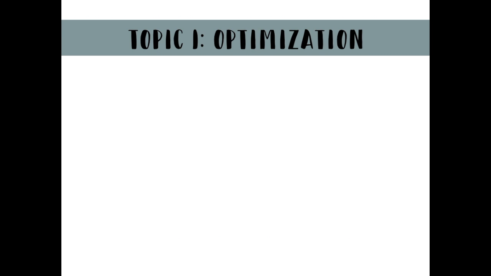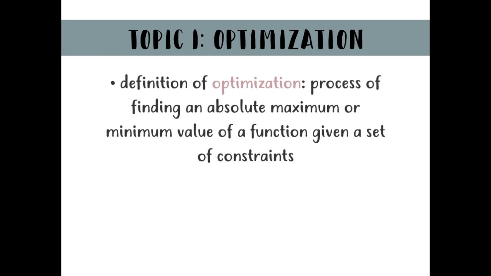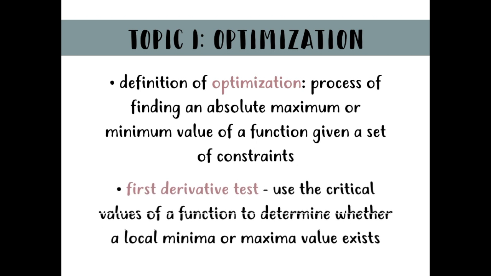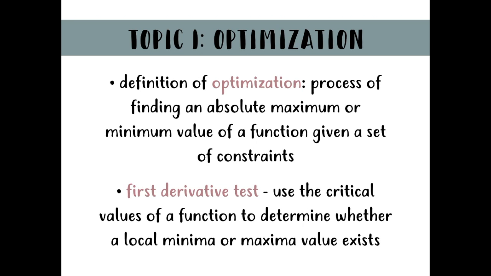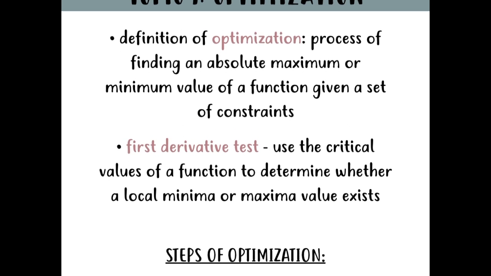Topic 1. Optimization. Optimization is the process of finding an absolute maximum or minimum value of a function given a set of constraints. When we do optimization, we need to note the first derivative test. The first derivative test is the use of critical values of a function to determine whether a local minima or maxima value exists. Now let's look at the steps of optimization.